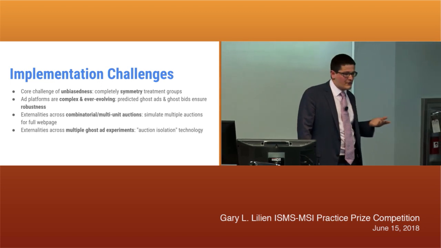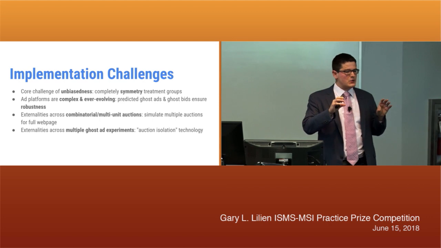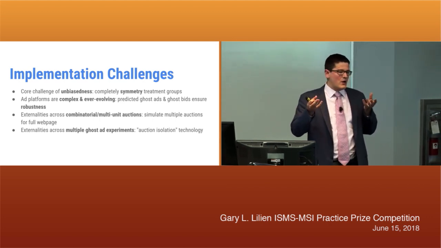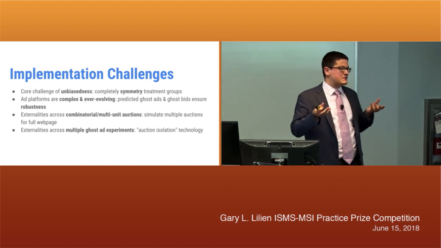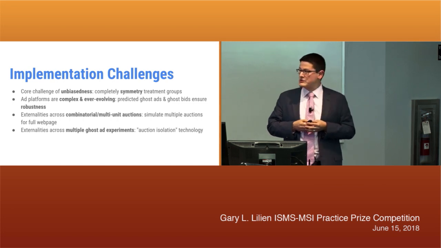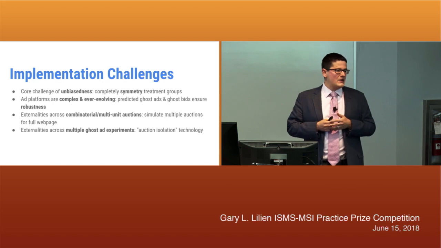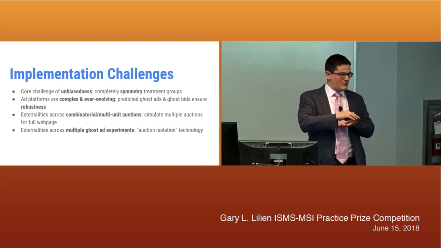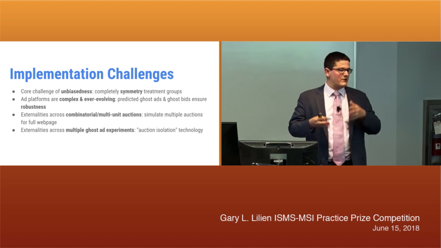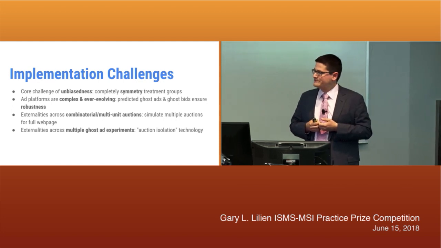So there's a lot of other challenges that came along the way. The core challenge here is ensuring the symmetry between the treatment group and control group so that the comparison is unbiased. Now, this is a very tricky thing to do because these ad platforms are always evolving and they're always coming out with new iterations, and that tends to break kind of any system that you try to create. So the fact that we created both predicted ghost ads and ghost bids is helpful because they're very robust to many of these things that can happen upstream, especially when used in combination.